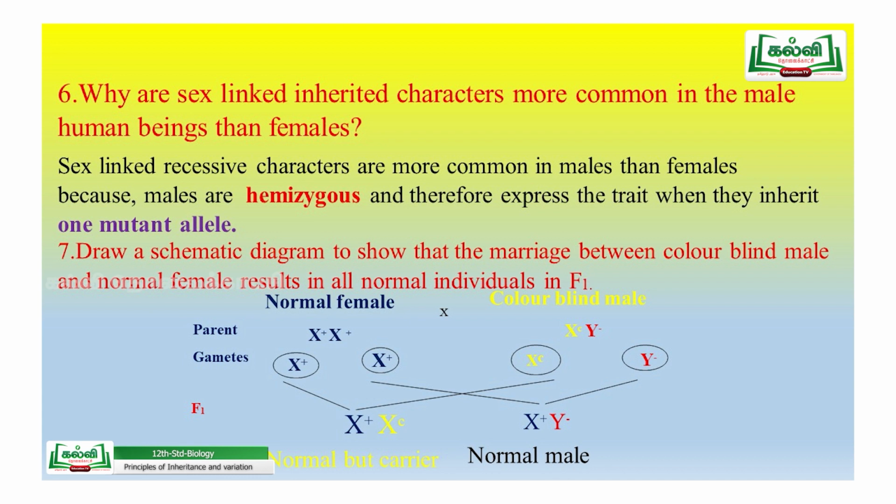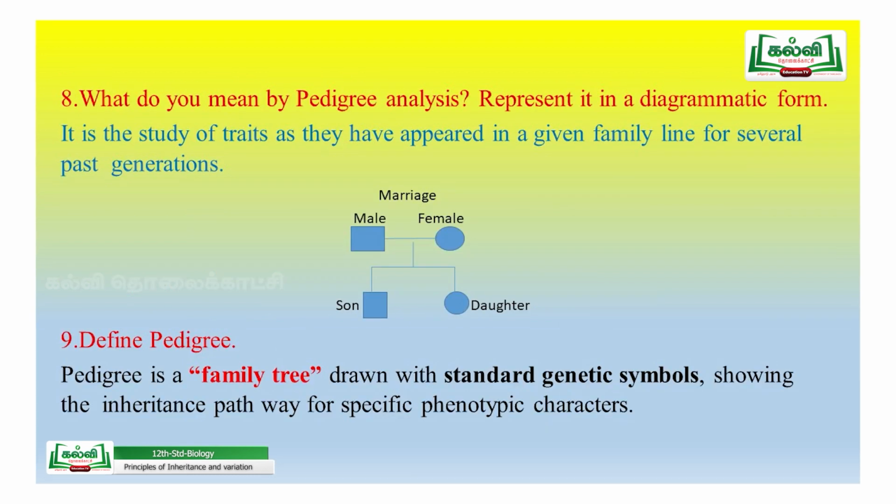What do you mean by pedigree analysis, and represent it in a diagrammatic form? It is a study of traits as they have appeared in a given family line for several past generations. That is called pedigree analysis. If any disease is running in the family, it will be shown for several generations as it is transferred from one parent to the children in the next generation.